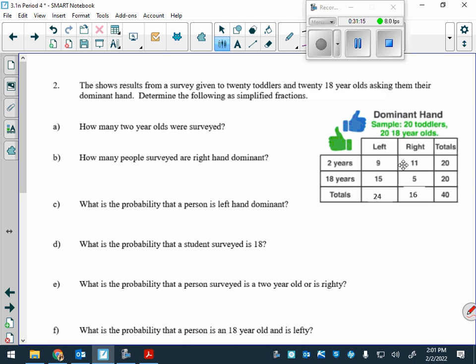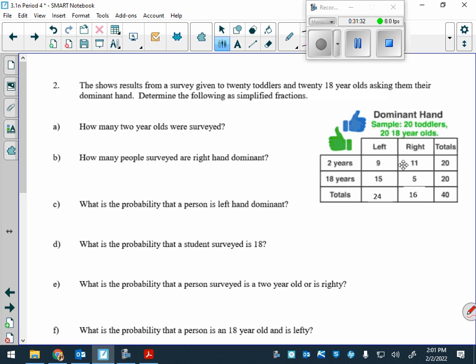Any questions regarding those? Okay? So one thing with the probability and understanding two-way tables, that's pretty much the only confusion in some cases, but you have to look at what's given to you.